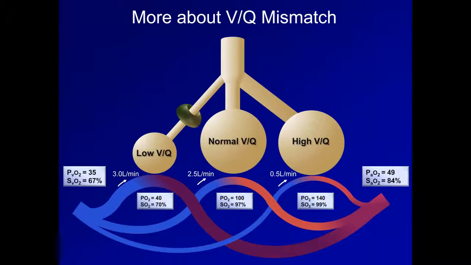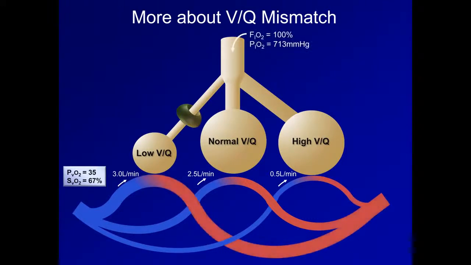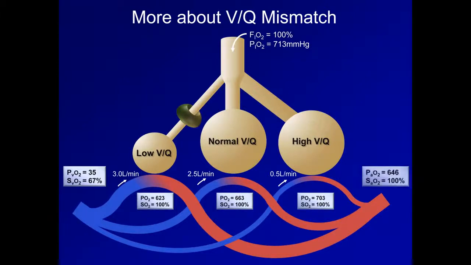Now, what if we take this patient with 3 liters per minute going to poorly ventilated lung and give him or her supplemental oxygen? In this case, 100% supplemental oxygen. How does this change our numbers? In that first lung unit, although there is still a significant gradient between the partial pressure of oxygen in inspired air and the partial pressure of oxygen departing the pulmonary capillaries, departing blood still has a very high oxygen content because the oxygen concentration is so high. The same holds true for the other 2 lung units, but even more so. The final result is near maximally oxygenated arterial blood.